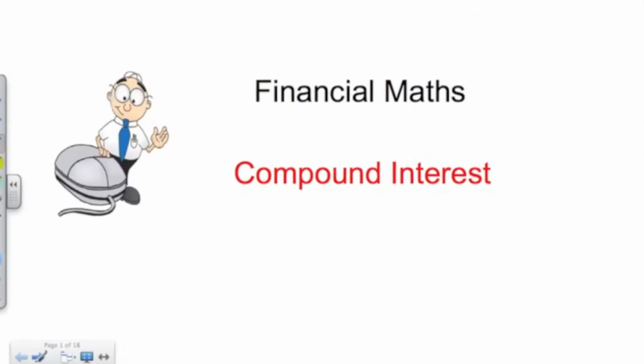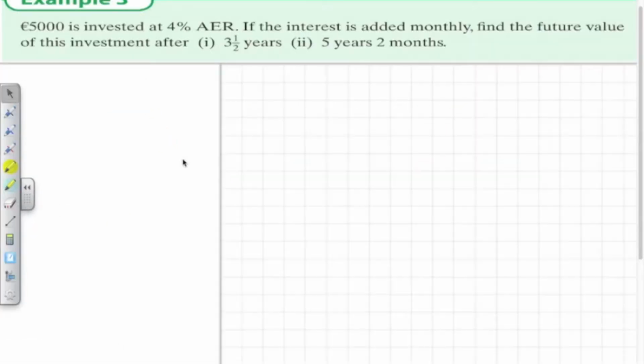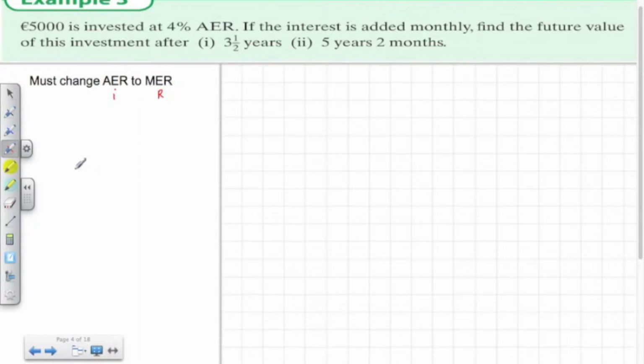Financial Maths, Compound Interest, Example 3. 5,000 invested at 4% annual equivalent rate, and we're to find firstly the monthly equivalent rate. Well, we have to change the annual equivalent rate, I, to the monthly equivalent rate, R.